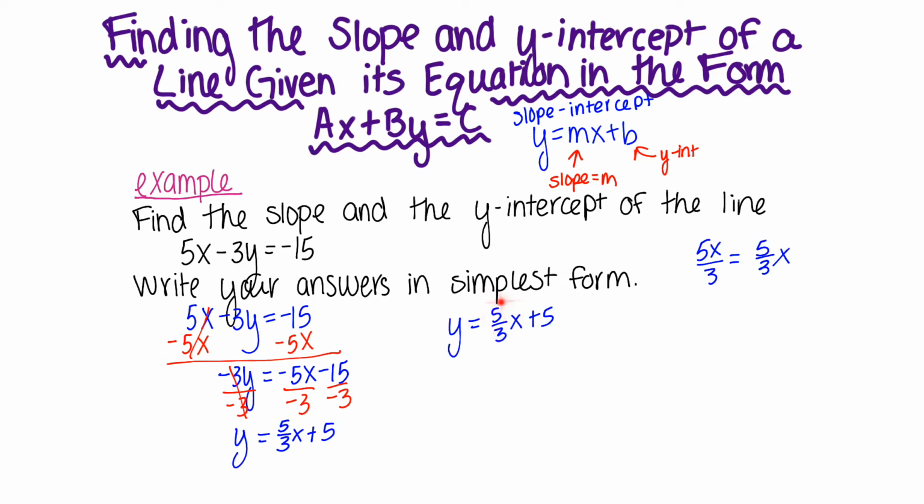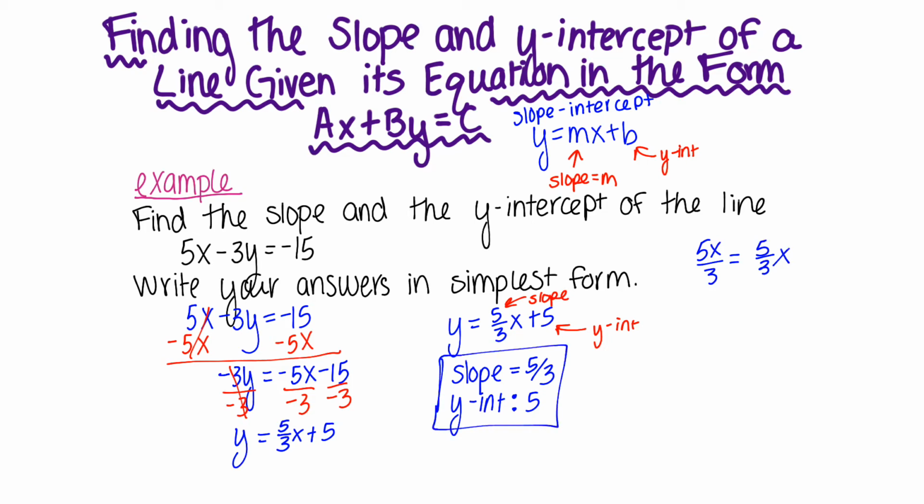This number right next to the x is the slope. This number here is the y-intercept. So the slope is 5/3, and you don't put the x in with the slope. You just put the number. It would be incorrect to say that the slope is 5/3 x. The y-intercept is 5. So there's your y-intercept. There's your slope. And that's that. Let's go ahead and try another.